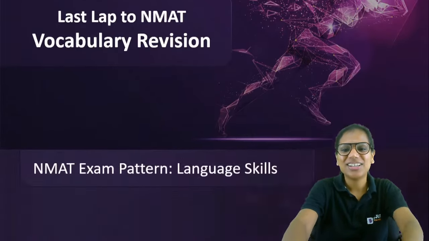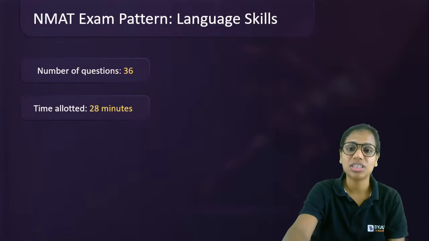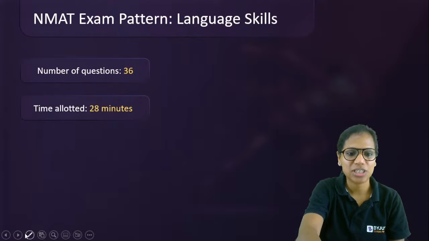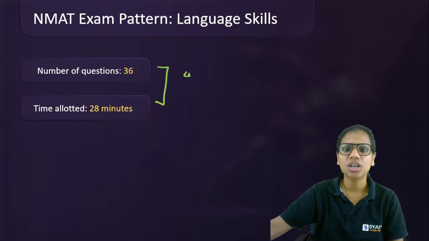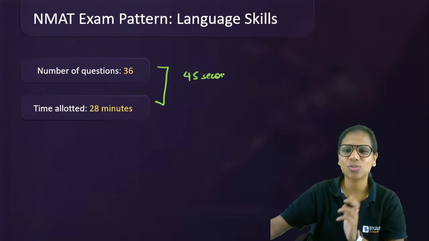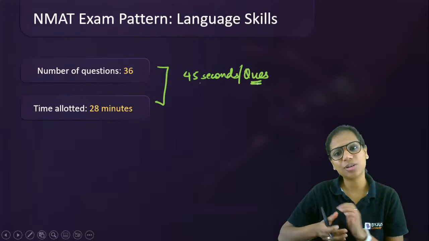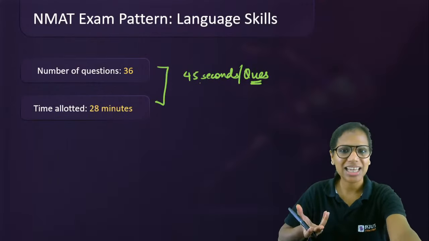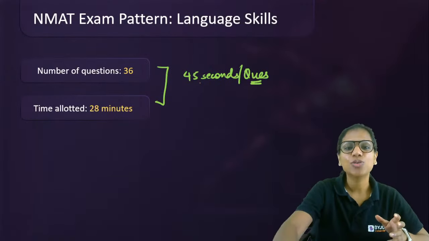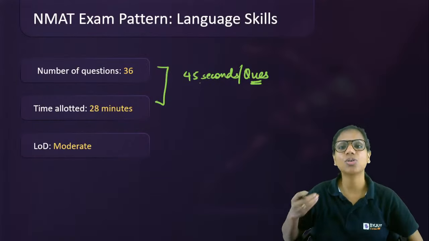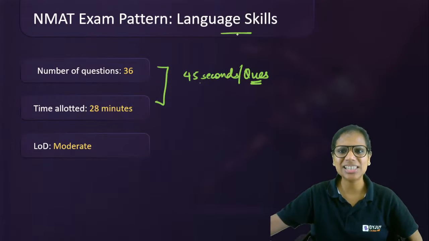If I talk about the exam pattern, you have to solve 36 questions in language skills. They call their VRC section language skills. You have to solve them in 28 minutes. That means on average 46 seconds per question. However, some questions take more time and some take less. So vocabulary questions can become your time-saving questions, which you can save for your RC questions, your parajumble questions, or any other questions that you find difficult in the language skills section.